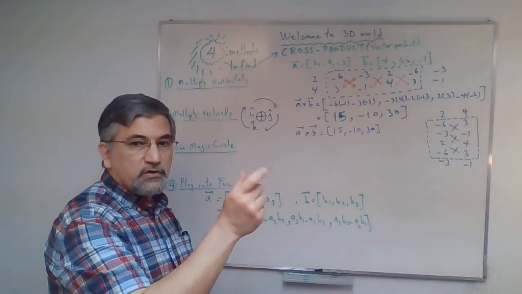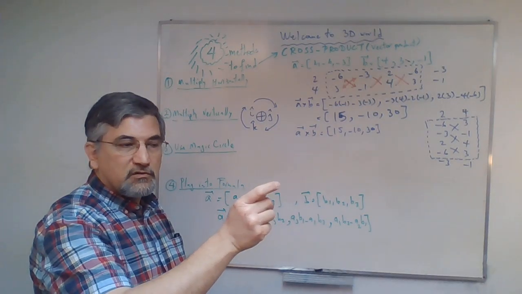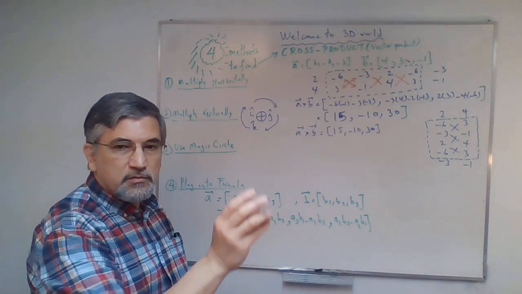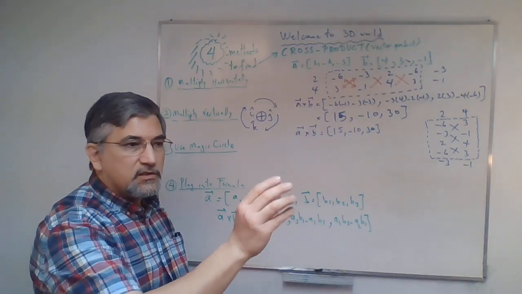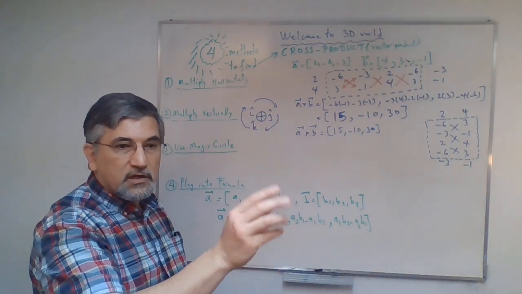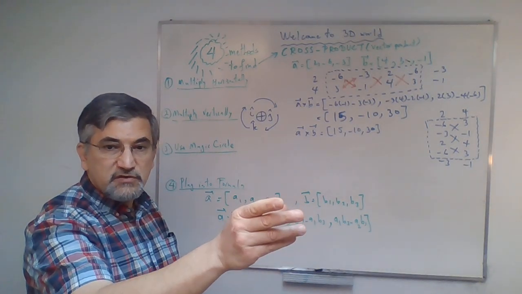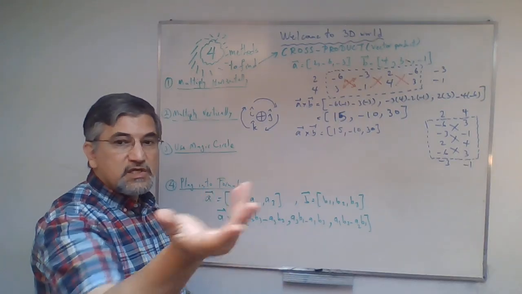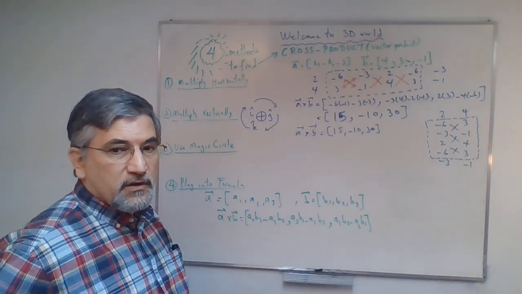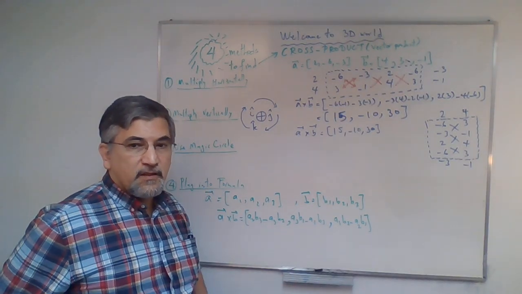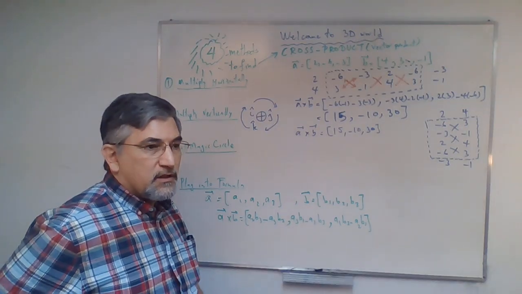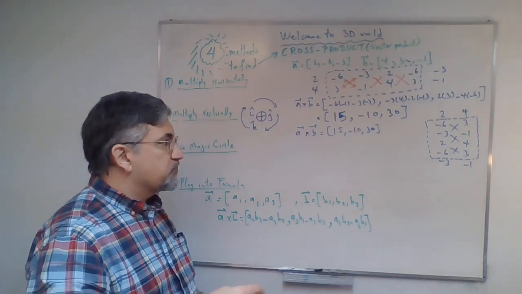So when you want to find i hat cross j hat, it will be magnitude of i, which is 1, times magnitude of j, which is 1, times sine of the angle, which is 90 degrees, which is 1 again. So you see that it's going to be 1 in terms of its magnitude.